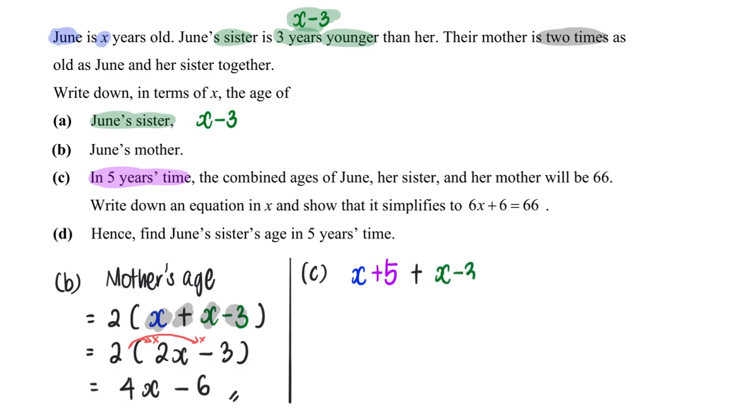X minus 3, this is June's sister, right? In 5 years' time, I also need to add the 5 to the sister. Not forgetting the mother. The mother is 4x minus 6. Also, the mother in 5 years' time, so I also need to add the 5 years. And their total age, that's why I add them up, is equal to 66.